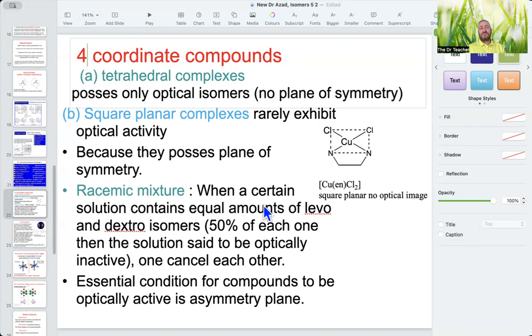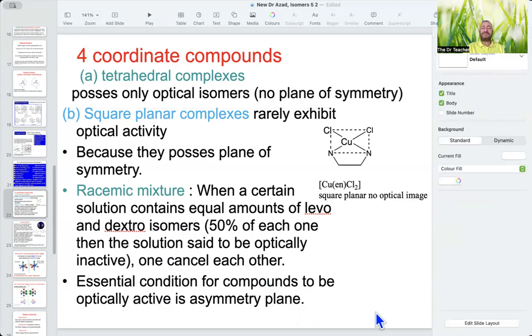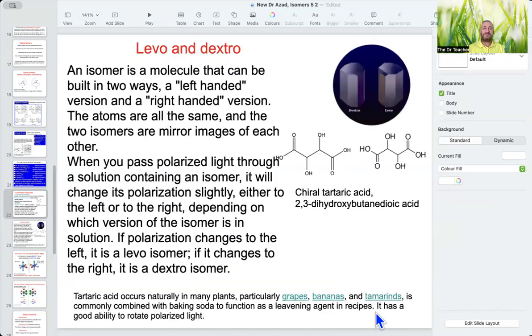Racemic mixture: when a solution contains equal amounts of levo and dextro isomers, 50-50, it is said to be optically inactive. We call it a racemic mixture when there is levo and dextro, each sharing 50-50, and the solution is optically inactive, not active, because they cancel each other. The essential condition for a compound to be optically active is asymmetry.